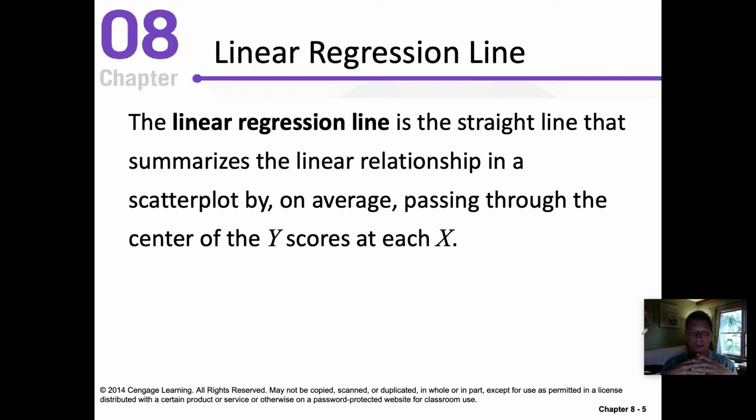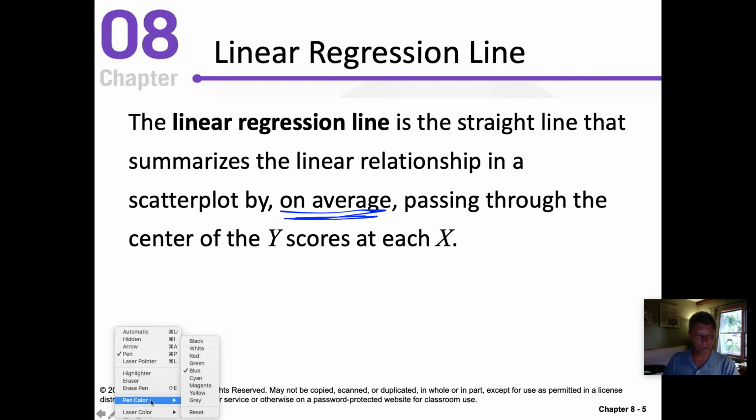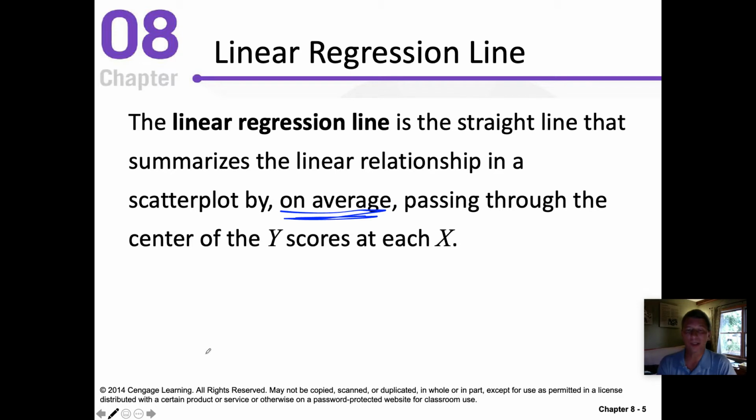All right, so it's the average line. It's a straight line that summarizes the linear relationship in a scatter plot by, on average. That's the key term here, so keep this term in mind. On average, passing through the center of the y-scores at each x. So let's keep that in mind as we move a little bit further through all of this.